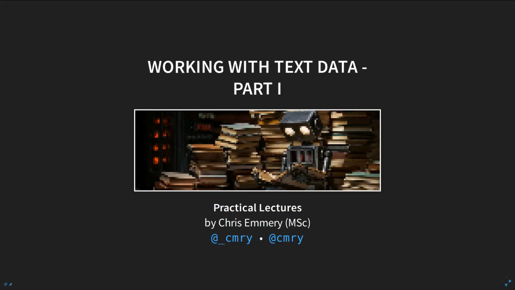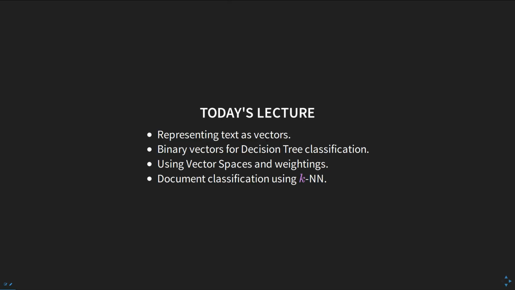This lecture will be talking about text data specifically, and it will be a two-parter, so this will be part one. Now let's first go into detail regarding what we're going to discuss. So we'll be talking about representing text as vectors, about binary representation of these vectors, and how to handle these with decision tree classifiers. We'll then get into using vector spaces for classification, doing some weightings with these text vectors, and then finally we'll discuss classification using k-nearest neighbors for documents.